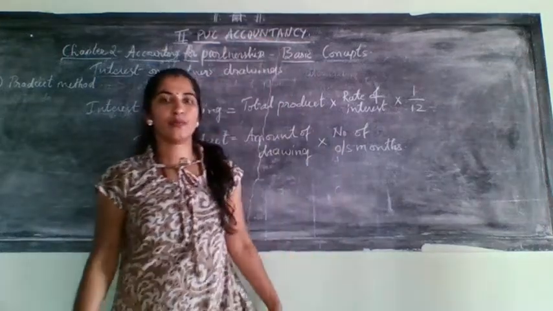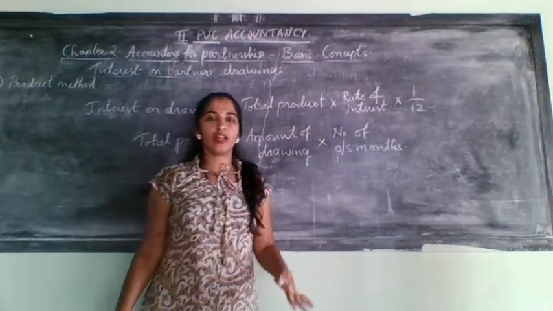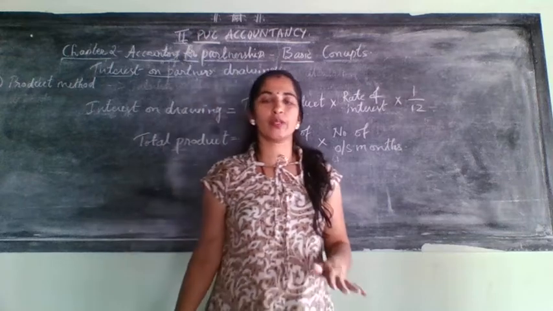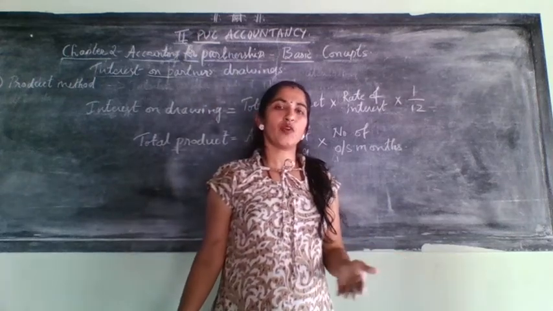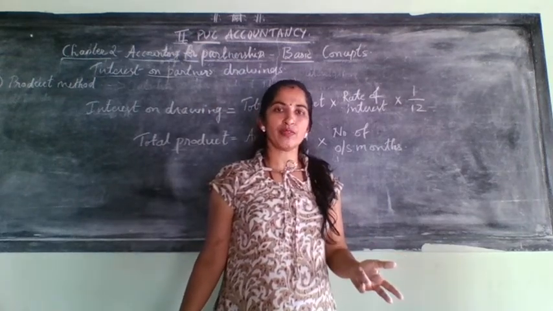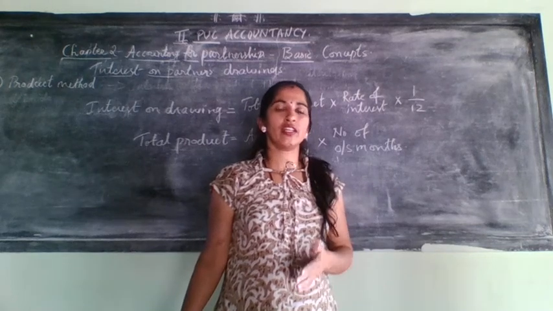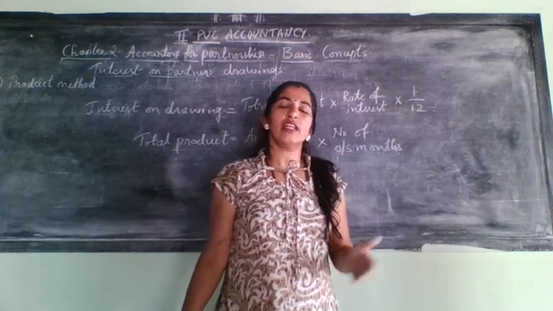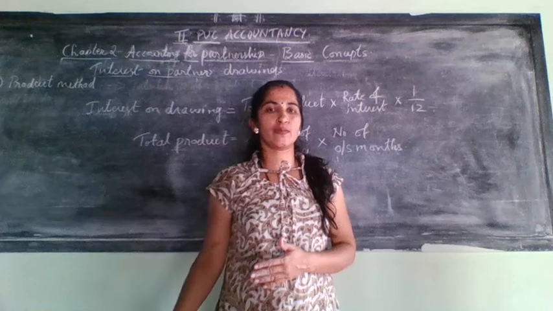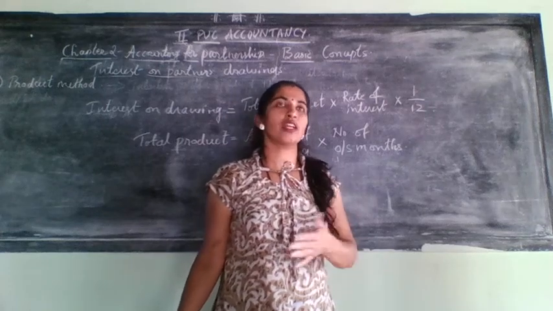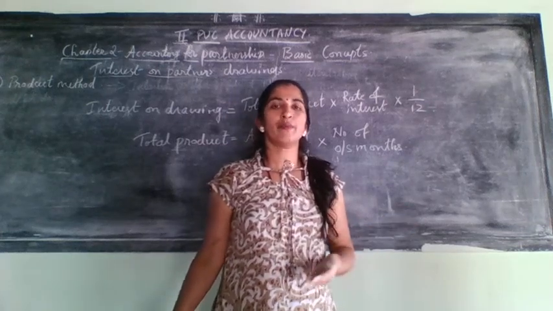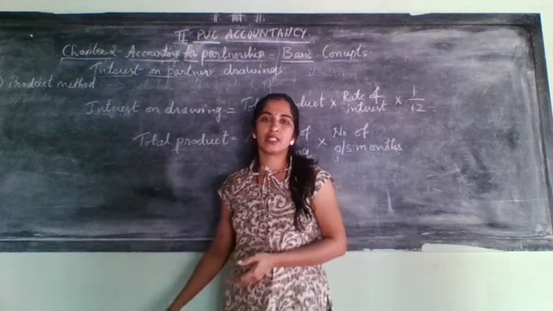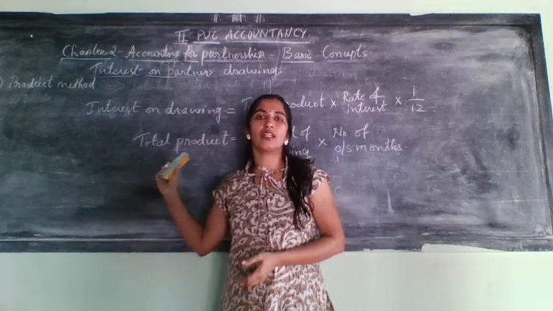Next method is the product method. Under the product method, this is also suitable when the amount of drawing is more than 2 times in a year and it is not at a regular interval. If it is regular also you can follow this method, but if it is irregular, if it is not in a regular period also, you can follow this method, that is the product method.